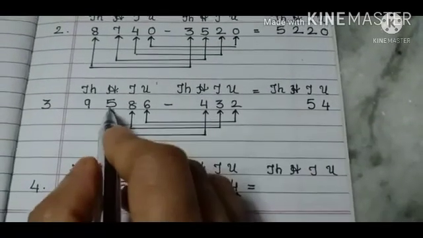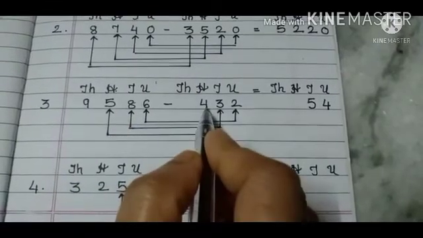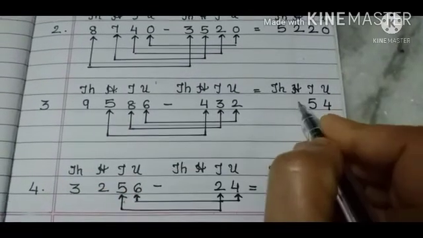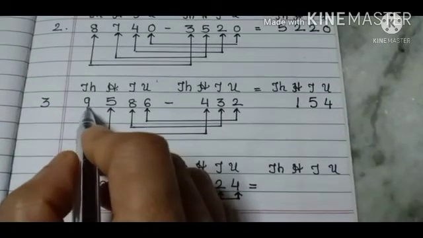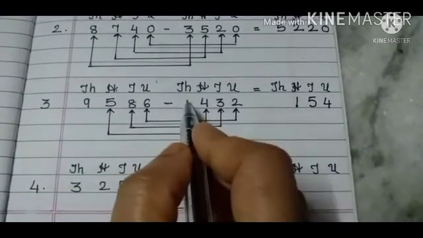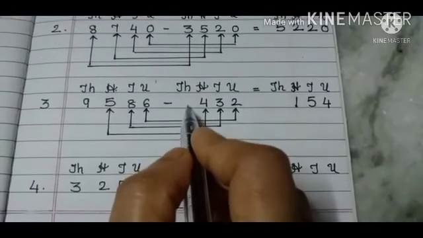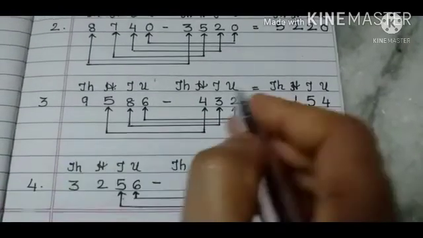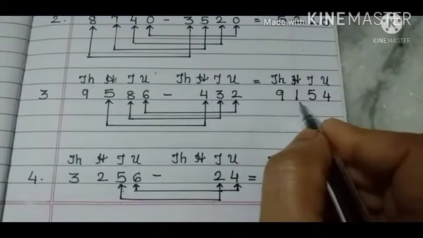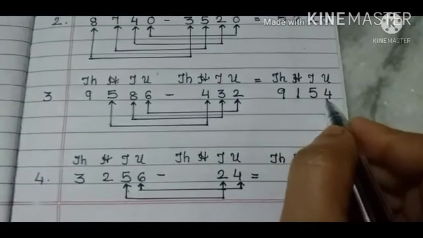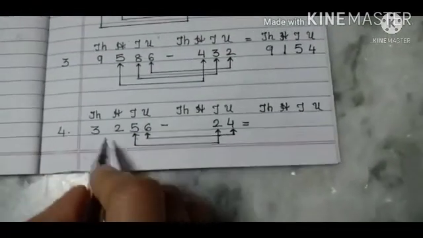In hundreds place, 5 minus 4. 5 minus 4 is 1. So in hundreds place we will write 1. And in thousands place only 9 is there, and in the second number in thousands place not a single number is there. So we will directly write down 9 in thousands place. So our answer is 9154.